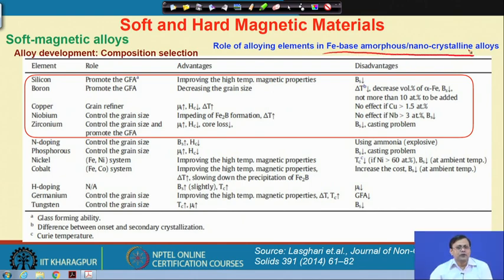But so far, whatever we have discussed, we have seen that these are mostly iron rich or iron cobalt rich compositions to get a better soft magnetic material.